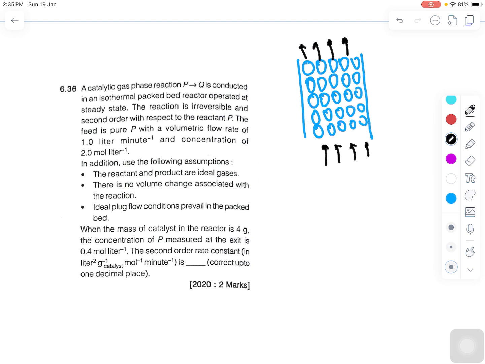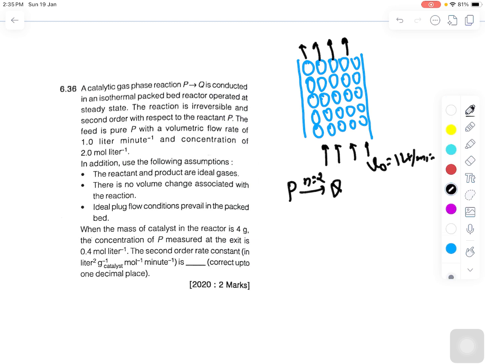In the packed bed reactor, the reaction is irreversible and second order. So let's say P is getting converted into Q and n will be equal to 2. This reaction is irreversible. The feed is pure A with a volumetric flow rate, which is given to you, 1 liter per minute, and the concentration of A at the inlet of the reactor, Ca0, is also given to you, 2 mole per liter.